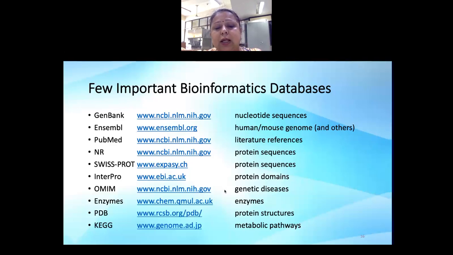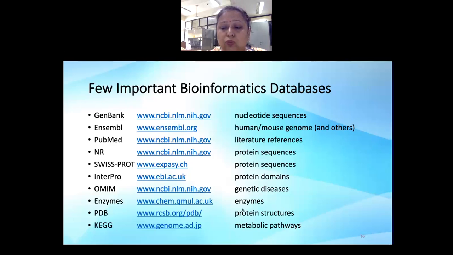OMIM, which contains all the information about genetic diseases. BRENDA Enzymes has all the knowledge about enzymes. You can make use of it in your drug design if you want to inhibit a particular enzyme. PDB, which has the structures of almost all the proteins. So you can download your protein molecule from the PDB database for drug designing.